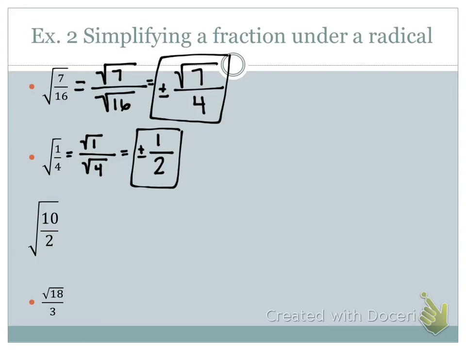Okay, now let's look at this next problem. Look underneath your radical. They're both like terms because they have the square root sign over both of them. Can I do 10 divided by 2? What's 10 divided by 2? 5. So I keep my radical because they're like terms. 10 divided by 2 is 5. Can I simplify the square root of 5? Nope. So I have positive, negative, square root of 5.